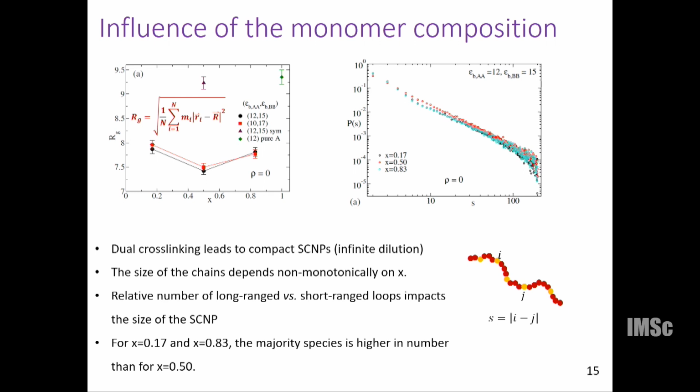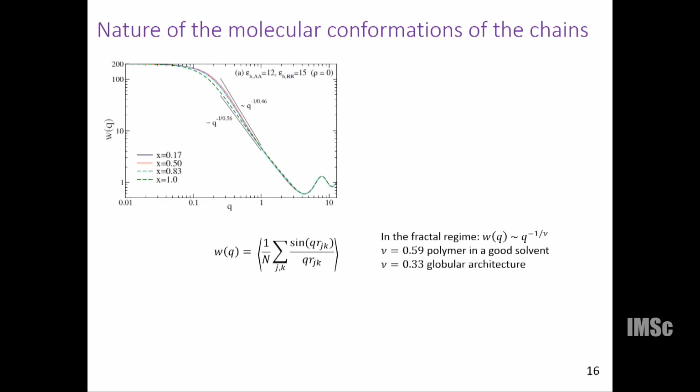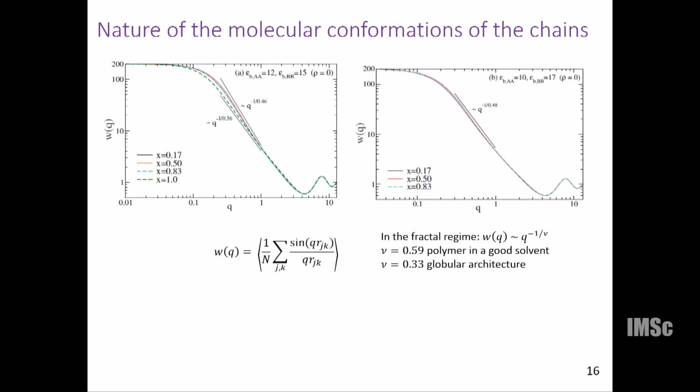So those are the implications coming from this microscopic study. And we also looked at what is the internal structure or the nature of conformations of these polymer chains. As compared to the pure case, which is x equal to 1, the form factor exponent here is 0.6. But when you are in the dual cross-linking limit, you see it to be 0.46. So clearly, we can form more compact structures with dual cross-linking.